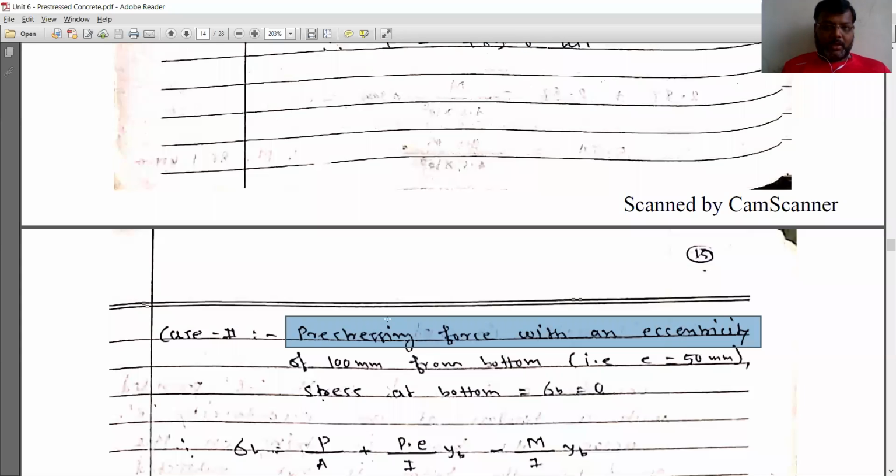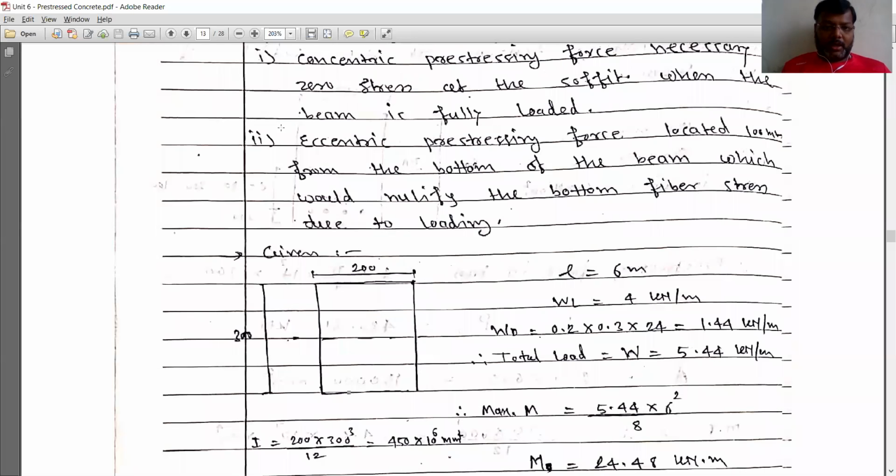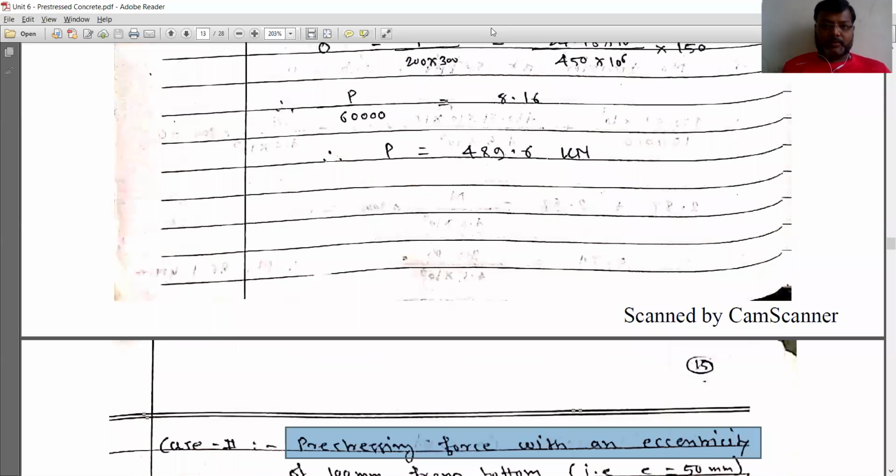Pre-stressing force with an eccentricity of 100 mm, not actually eccentricity. They have given, if you see the problem statement, that an eccentric pre-stressing force is located 100 mm from the bottom of the beam. From the bottom of the beam means what? What is the exact condition? That there is a beam like this, and the pre-stressing force is to be applied.